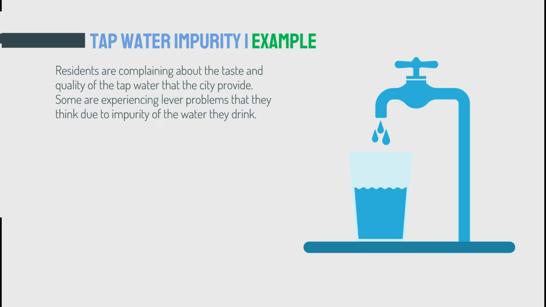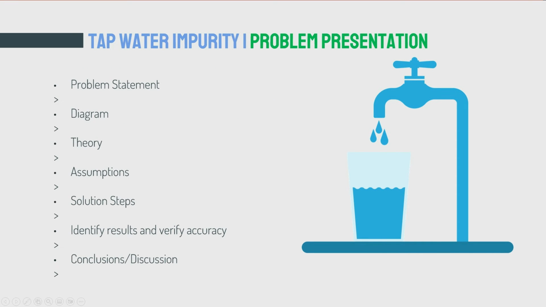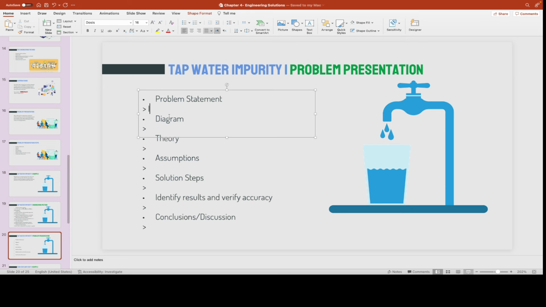Residents of a certain state are complaining about the taste and quality of the tap water that the city provides. Some of them are experiencing liver problems that they think are due to impurity of the water they drink. So that's the problem. Problem statement, tell me. Impurity of water. Let's see, impure. We don't want to write a lot, but yeah.